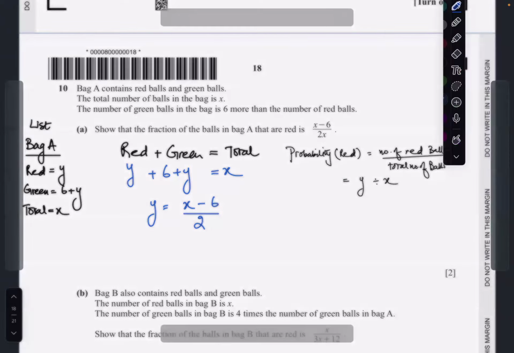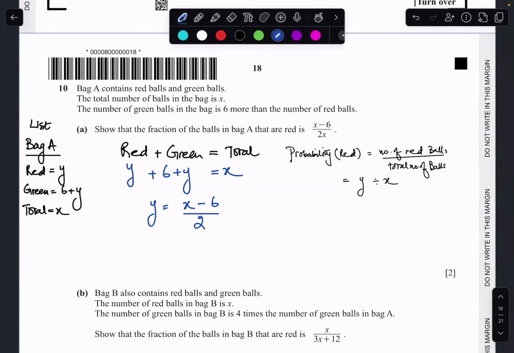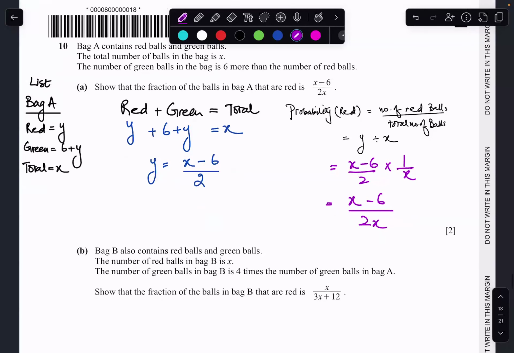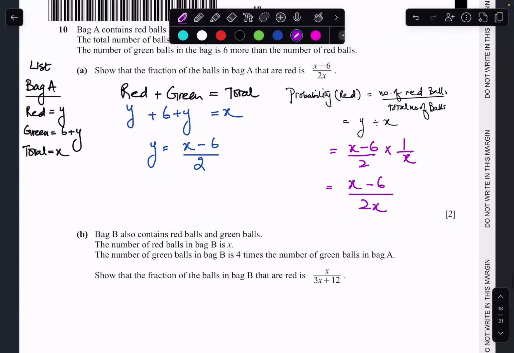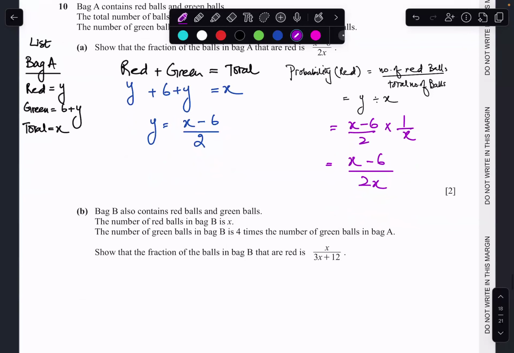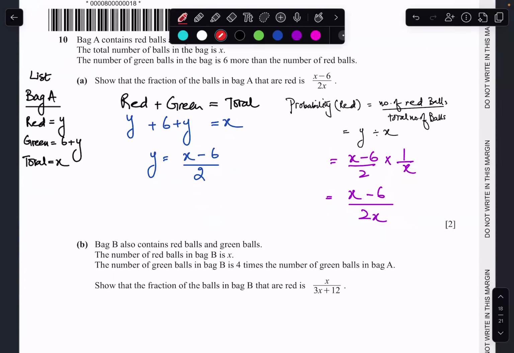Okay. Now we have Y as X minus 6 over 2 divided by X. If I change it into multiplication, we take the reciprocal of it, right? So we have X minus 6 over 2X. Is that clear? Yes or no? Manur got it?